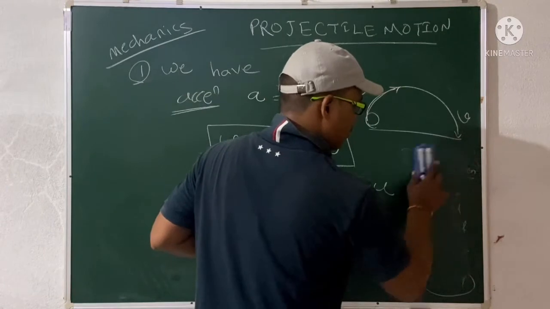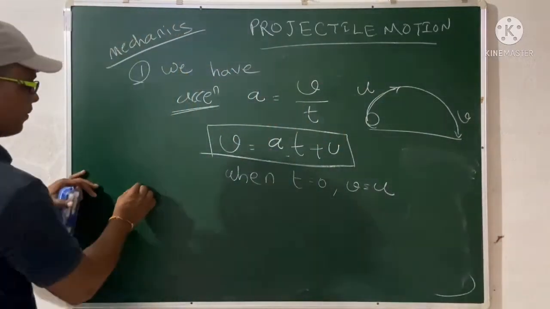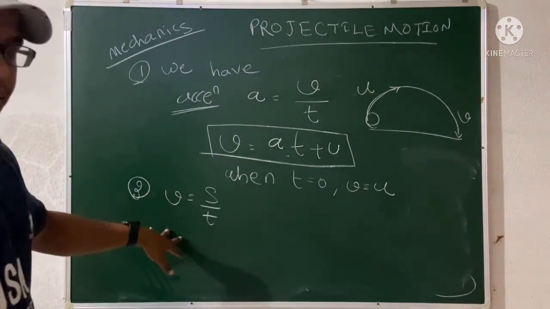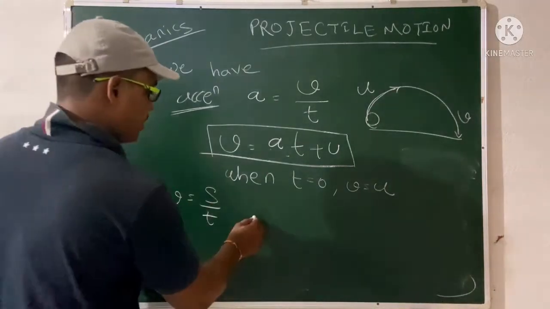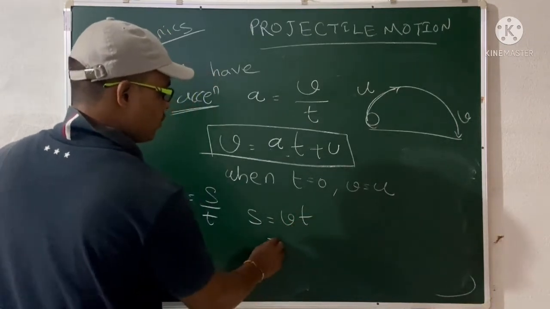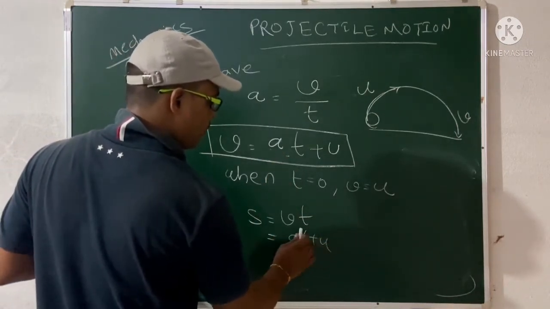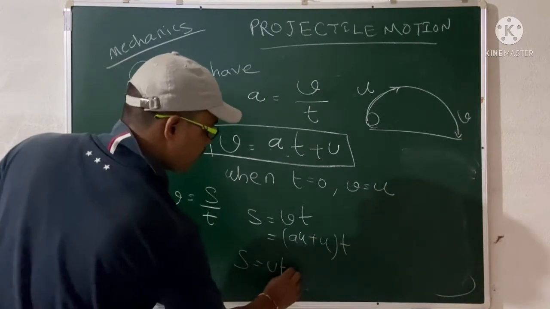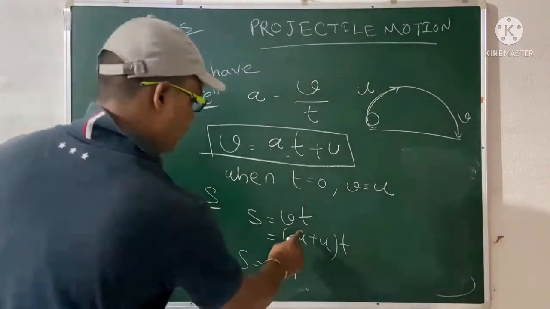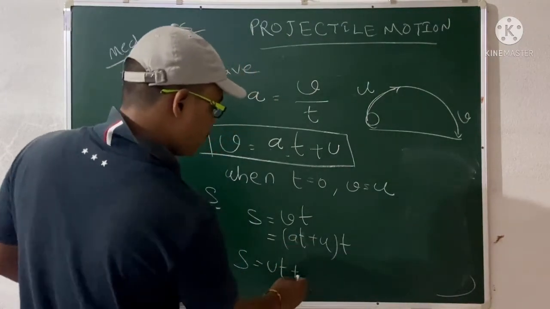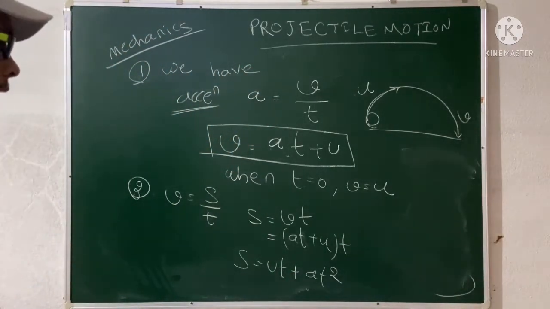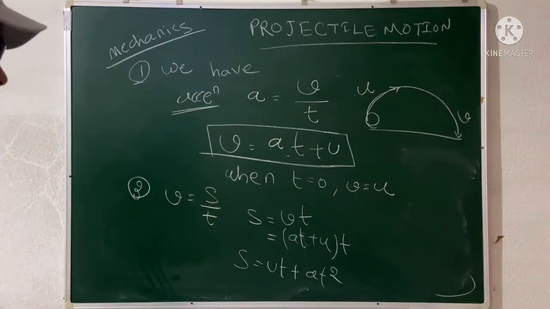Remember, this is the first one: v equals at plus u. What is the second one? We have velocity equals distance by time, as I have written in the unit and dimension class. So distance equals v into t. What is v? v equals at plus u, into t. So s equals ut plus at square. Actually it comes as s equals ut plus half at square.